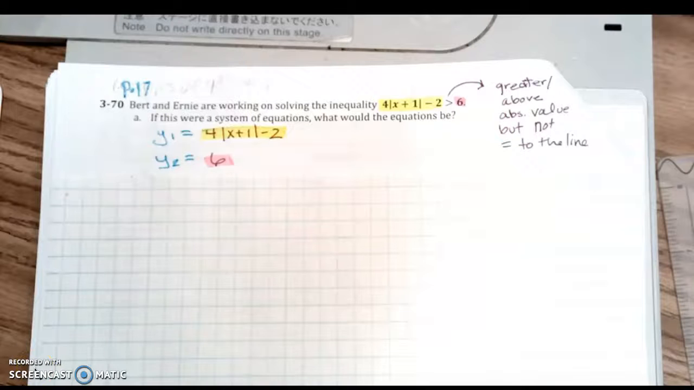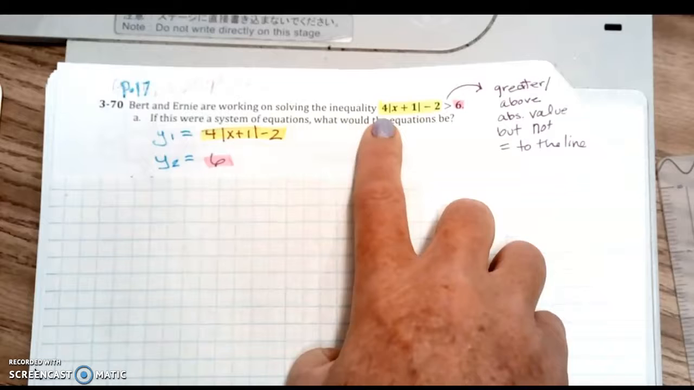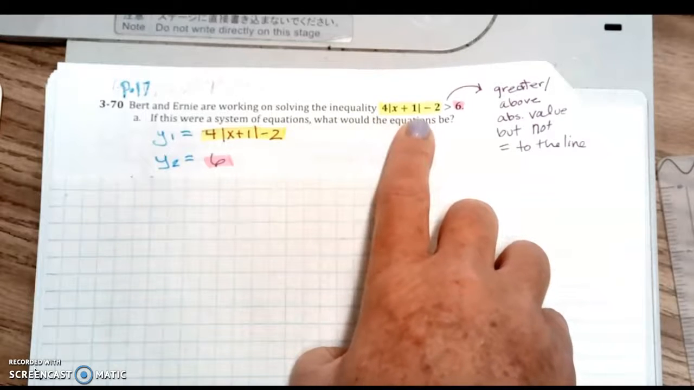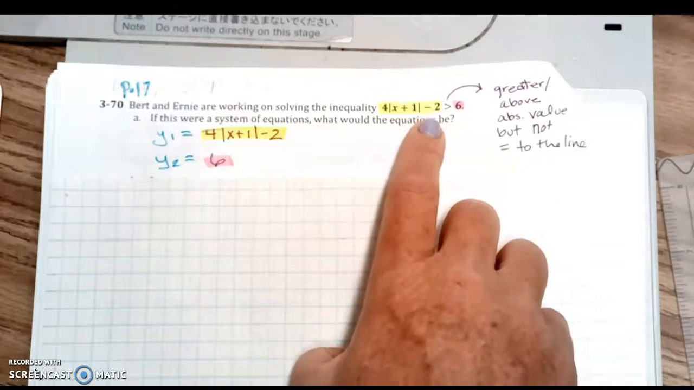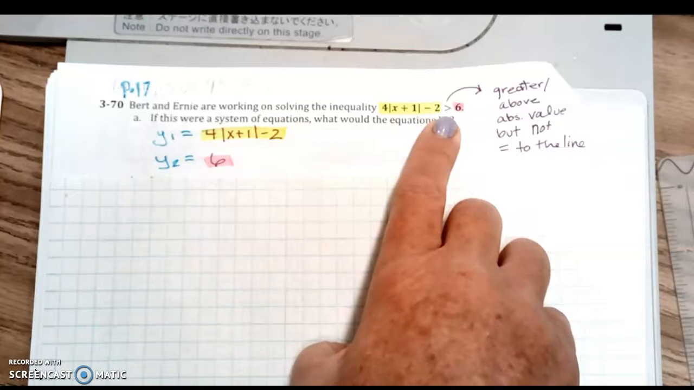Yesterday we did page 16. So on page 17, Bert and Ernie are working on solving the inequality. Today's inequality is 4 times the absolute value of x plus 1, minus 2, and then we have this inequality symbol that is greater than, but not the equal part to it.